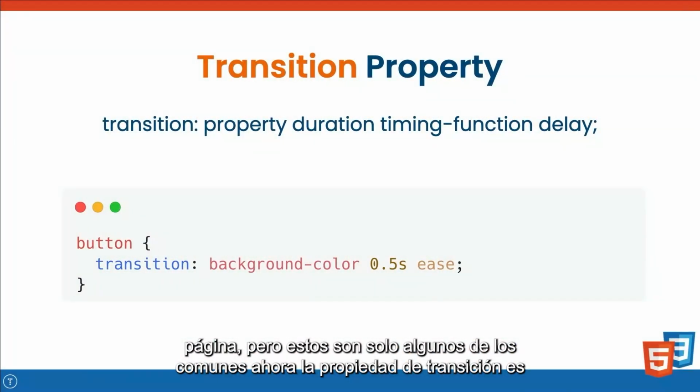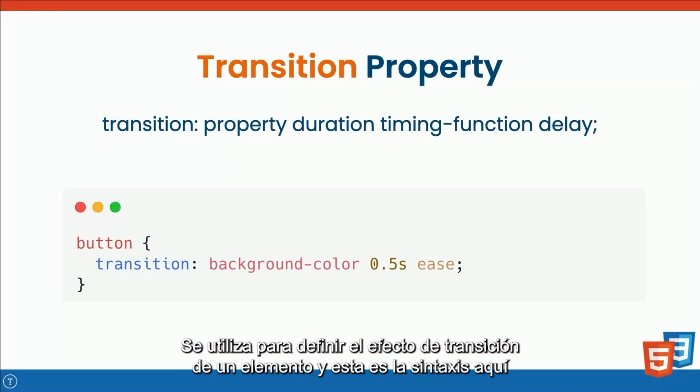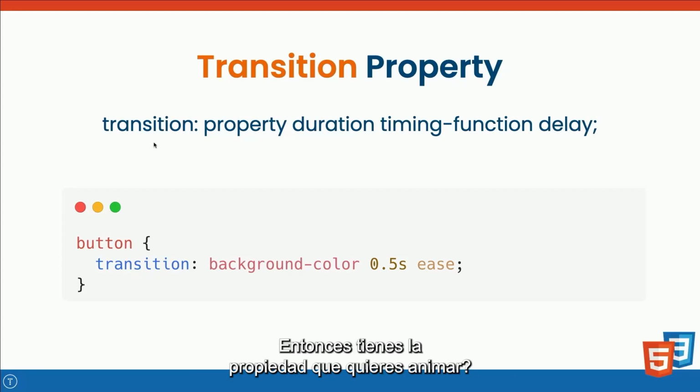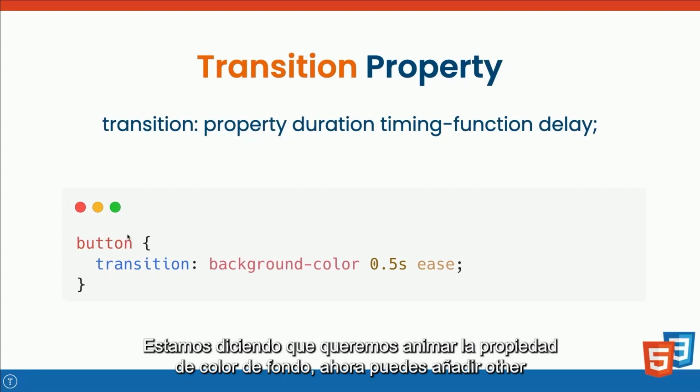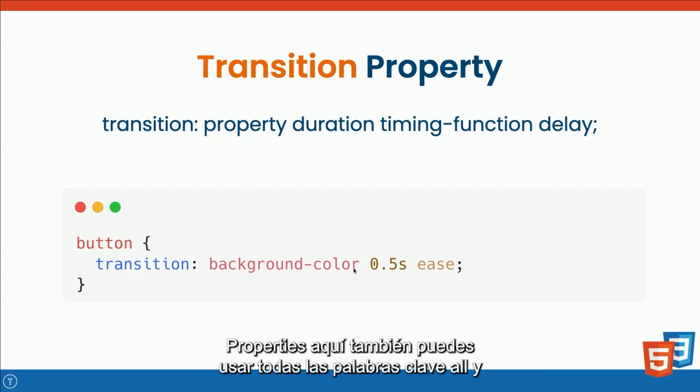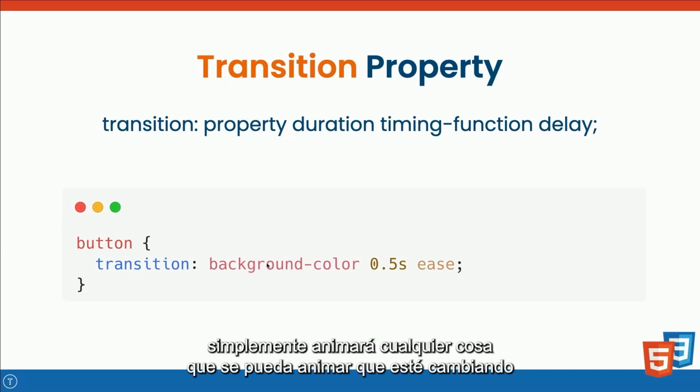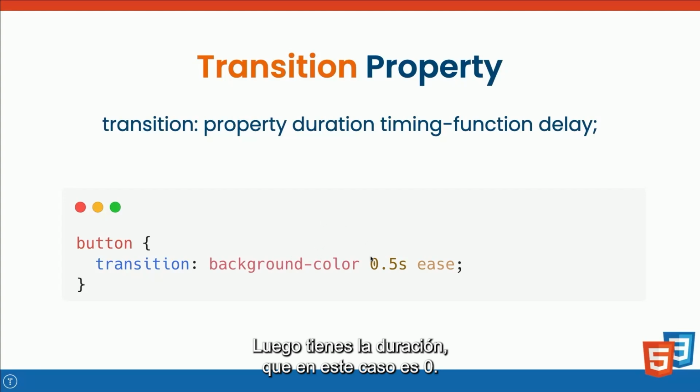Now, the transition property is used to define the transition effect for an element. And this is the syntax here. So you have the property, which you want to animate or add a transition to. And we have an example here on a button. And we're saying we want to animate the background color property. Now you can add other properties in here. You can also use all, the keyword all, and it will just animate anything that can be animated that you're changing. Then you have the duration, which in this case is 0.5 seconds.